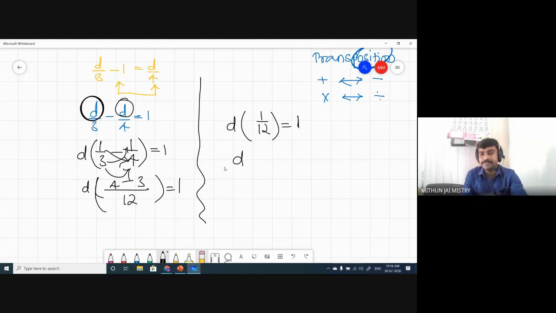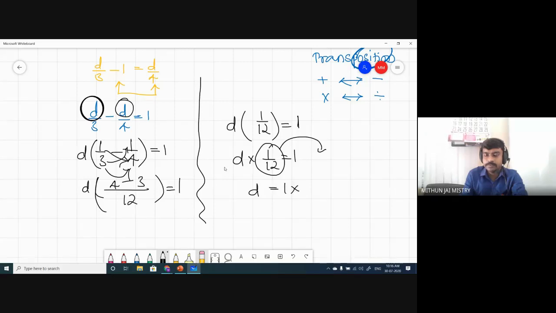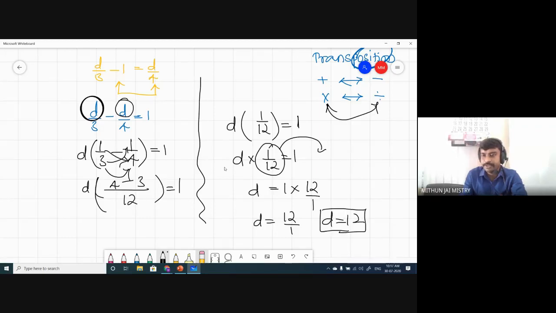Now here d is something which you need to understand. So d into 1/12 is equals to 1. Now when this 1/12 is going to that side, it will become 1 into 12/1. They will change. That is, into will become division and division will become into. So finally you get d is equals to 1 into 12 is 12/1. That is, d is equals to 12. So the distance traveled is 12 kilometers. So the option is C. Your correct option is C.